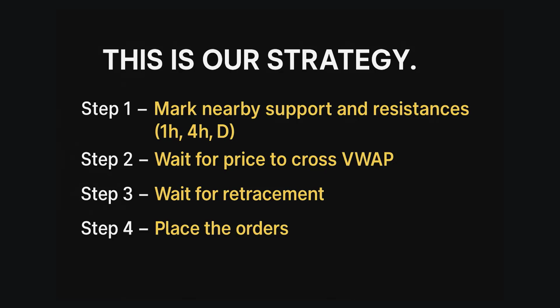For a long position, place a conditional limit order near the swing high. Set stop loss a little below VWAP. For a short position, place a conditional limit order near the swing low. Set stop loss a little above VWAP. Use the 1-hour support and resistance levels as take-profit zones.